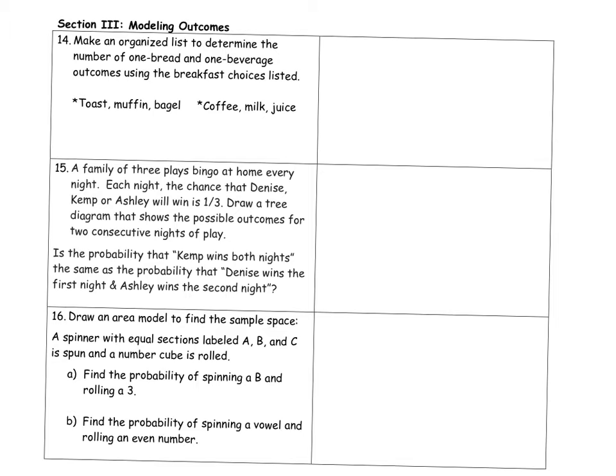Now, section 3 is asking about modeling outcomes. So we are asked to make a model for each of these. Number 14 says make an organized list to determine the number of one bread and one beverage outcomes using the breakfast choices listed. So our sample space would be, we could do toast with coffee, toast with milk, and toast with juice. We can do a muffin with coffee, a muffin with milk, and a muffin with juice. We also could do a bagel with coffee, a bagel with milk, and a bagel with juice.